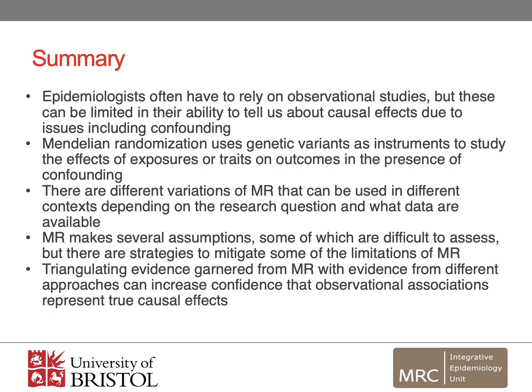So to summarise this lecture, epidemiologists often have to rely on observational studies, and these can be limited in their ability to tell us about causal effects due to issues including confounding. Mendelian randomization uses genetic variants as instruments to study the effects of exposures or traits on outcomes in the presence of confounding. There are different variations of MR that can be used in different contexts depending on the research question and what data are available.